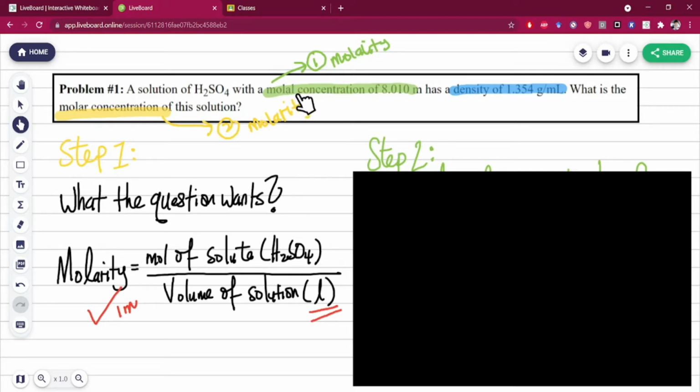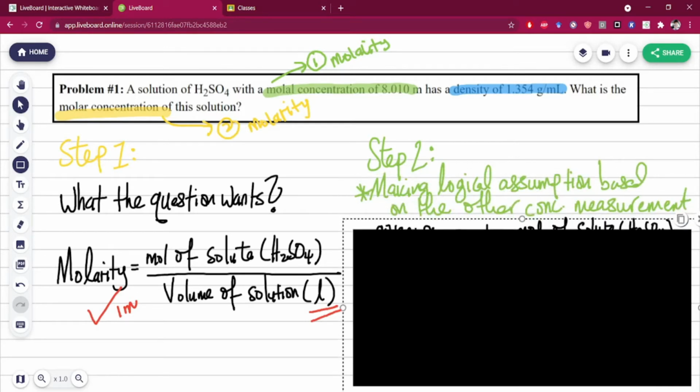The question gives you another concentration measurement. The one we need to find is molarity, and the one that is given to you is molality. From the molality, this is where we can do the logical assumption. Therefore, in step number two, we need to make a logical assumption based on the other concentration measurement given, so we can get the information we need to solve this.